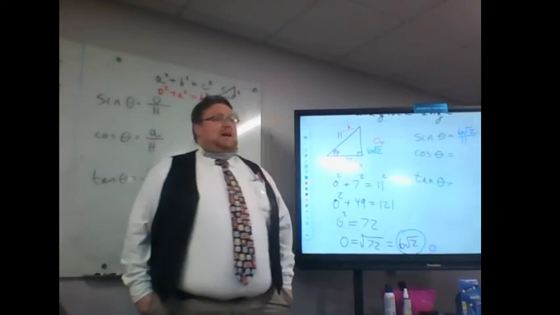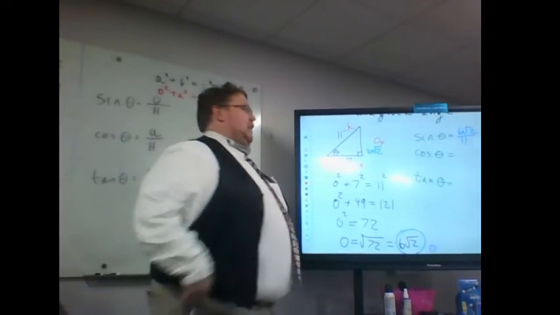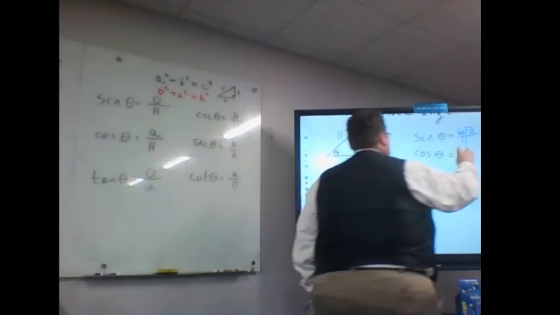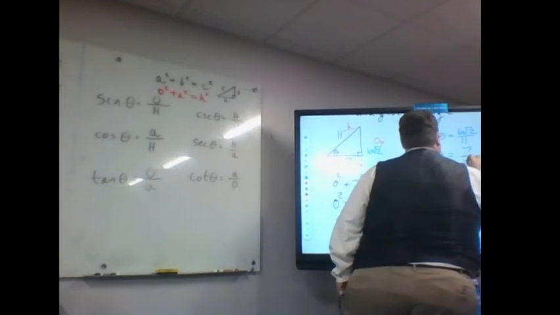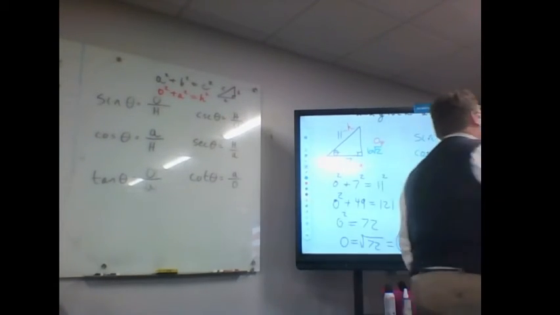What would be my value? My trigonometric ratio for cosine: adjacent over hypotenuse. So for this picture, 7 over 11. And if cosine is 7 over 11, what's that going to make secant? 11 over 7.